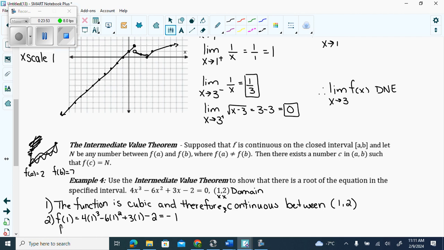And then I have to find f of 2, which is 4 times 2 cubed minus 6 times 2 squared plus 3 times 2 minus 2. So I get 8 times 4, which is 32, minus 24 plus 6 minus 2. So it's 38 minus 26, which is 12.